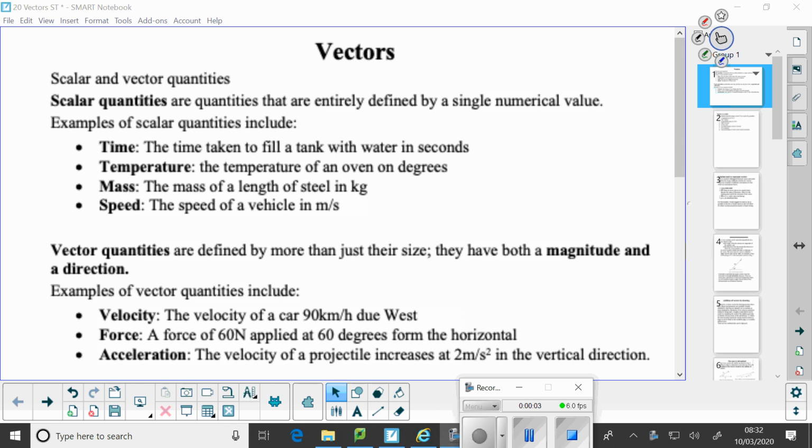Vectors. So I'm going to look this week at scalar and vector quantities. Scalars are quantities that are entirely defined by a single numerical value. Examples of scalar quantities include time, i.e. the time taken for the tank to fill with water, the temperature of an oven, mass, and the speed of a vehicle in meters per second.